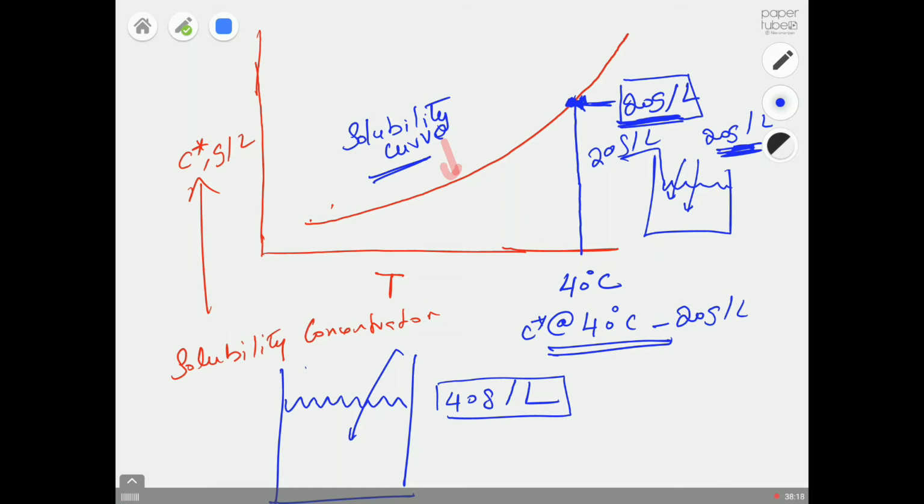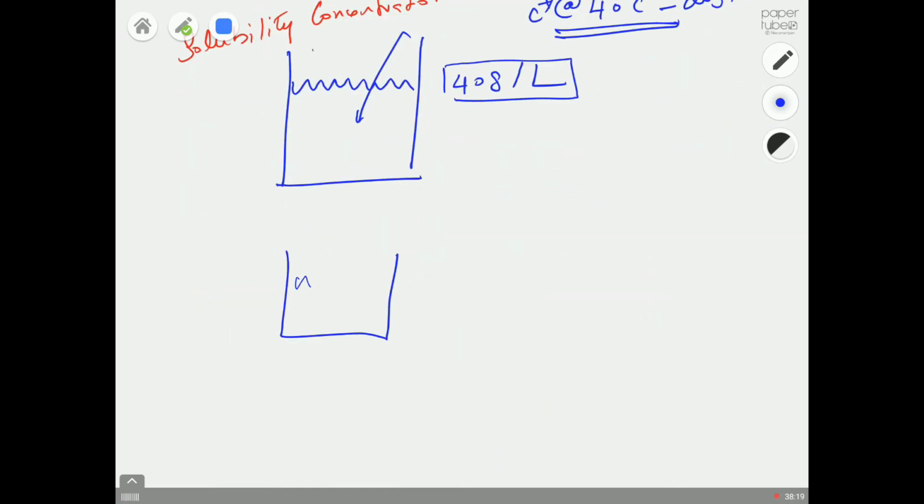So if you have to crystallize something, crystals are nothing but solids. So if you have to make some solids, we should start the experiment from a solution that has a concentration which is higher than the solubility limit. So that's the key message that you should take home.